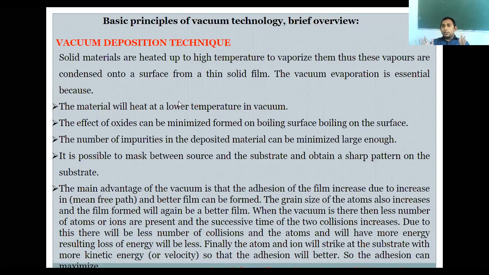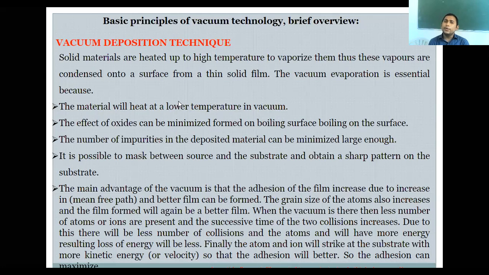I already explained that vacuum is nothing but a निर्वात प्रक्रिया. Vacuum means no air is present. Vacuum is the empty space. Empty space means there is no air present inside that particular chamber.